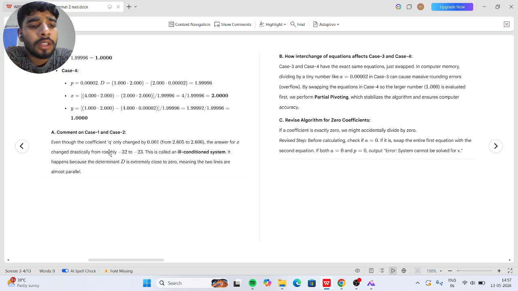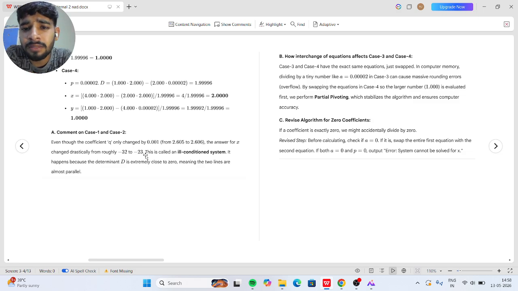and case 2. Even though the coefficient q only changes by 0.0001, from 2.605 to 2.606, the answer of x changed drastically, roughly from minus 32 to minus 26. This is called an ill-conditioned system. It happens because the determinant is very close to zero, meaning the two lines are almost parallel.